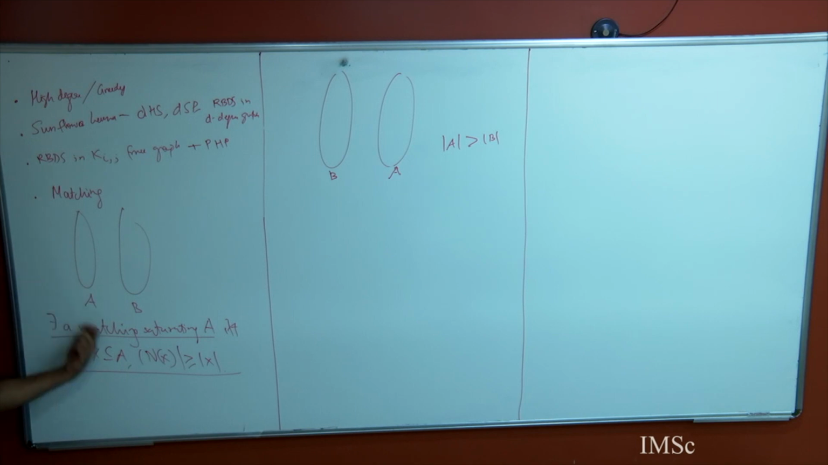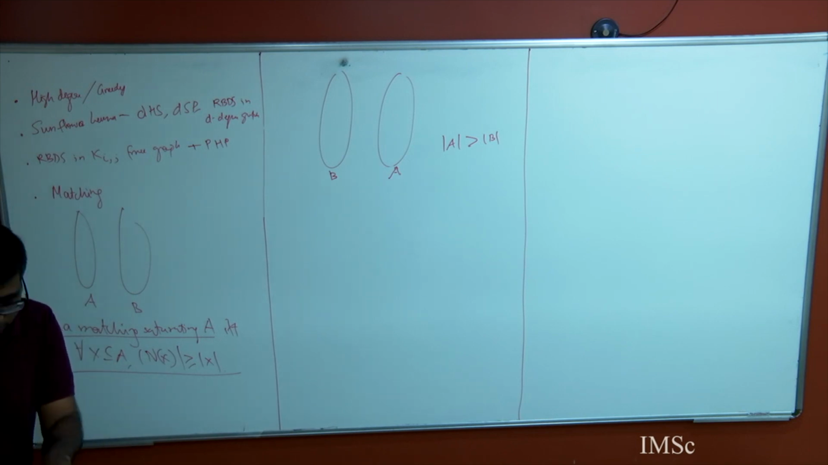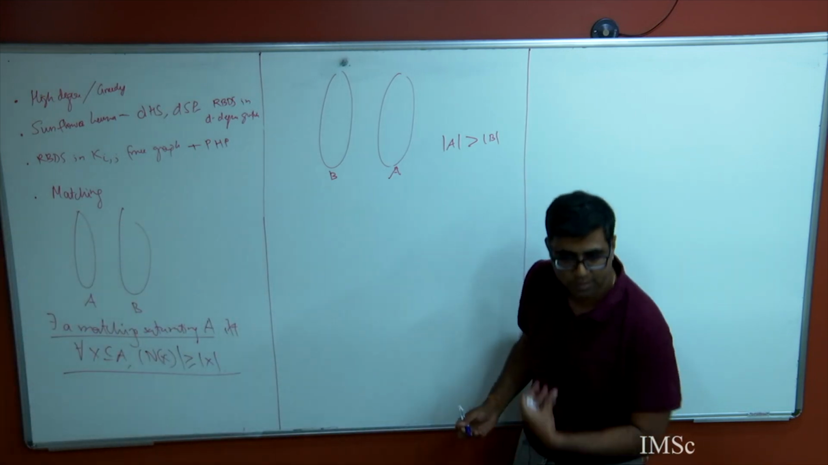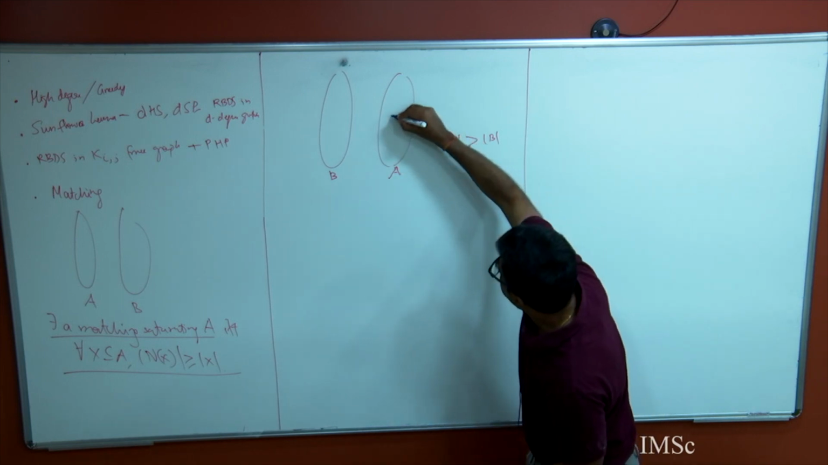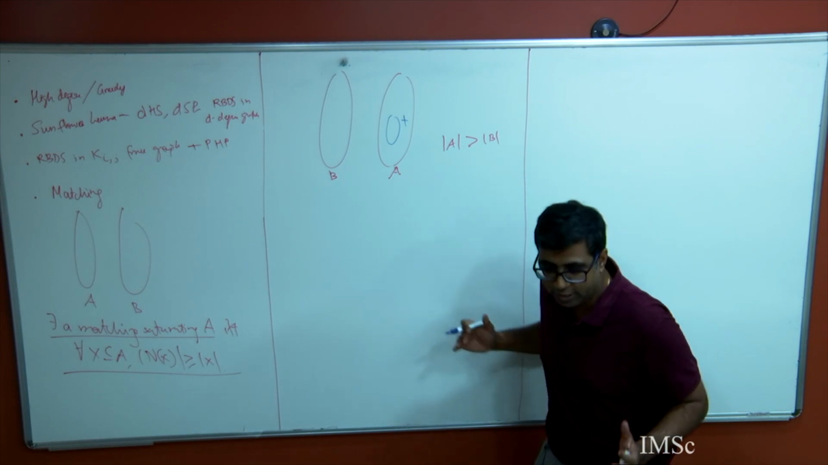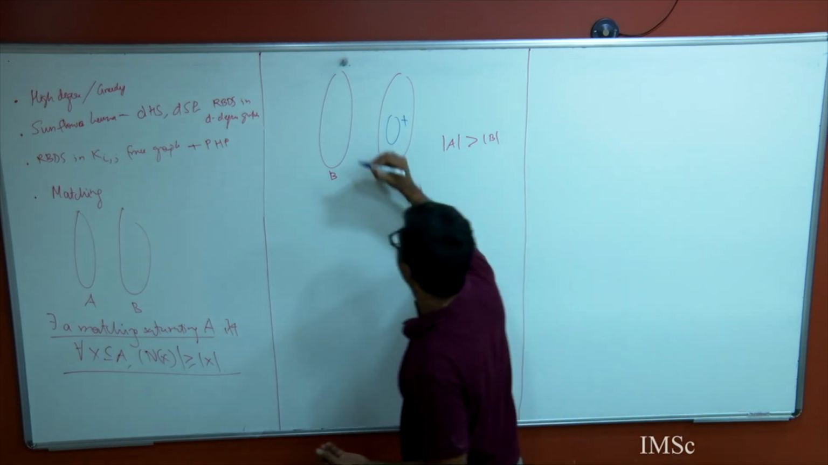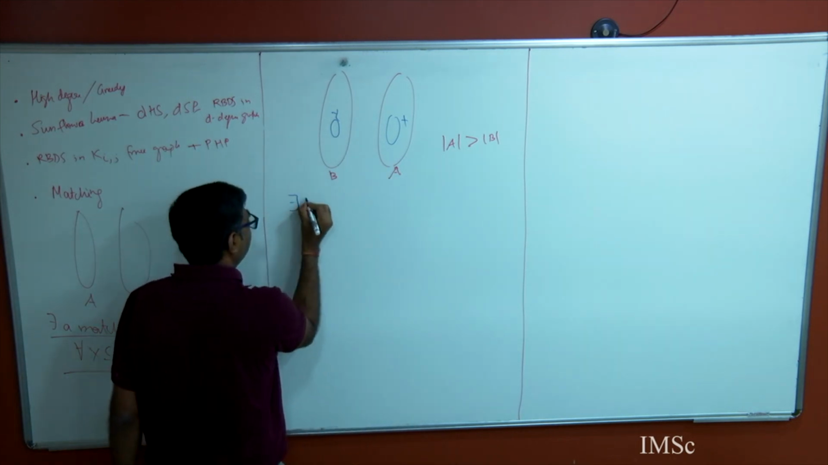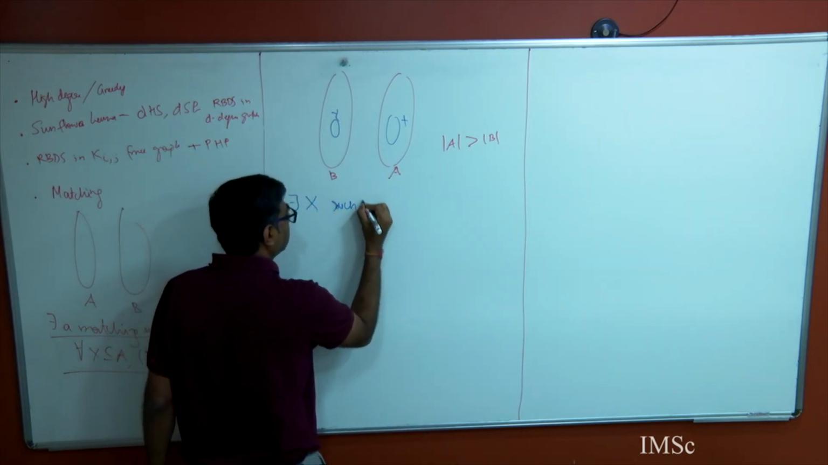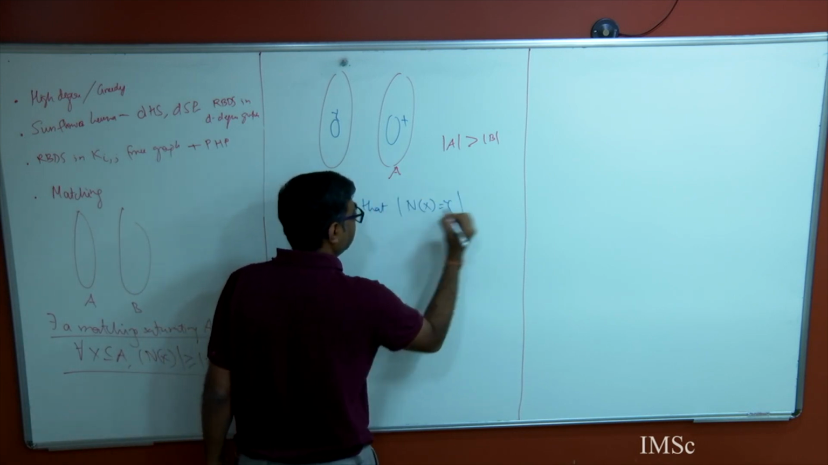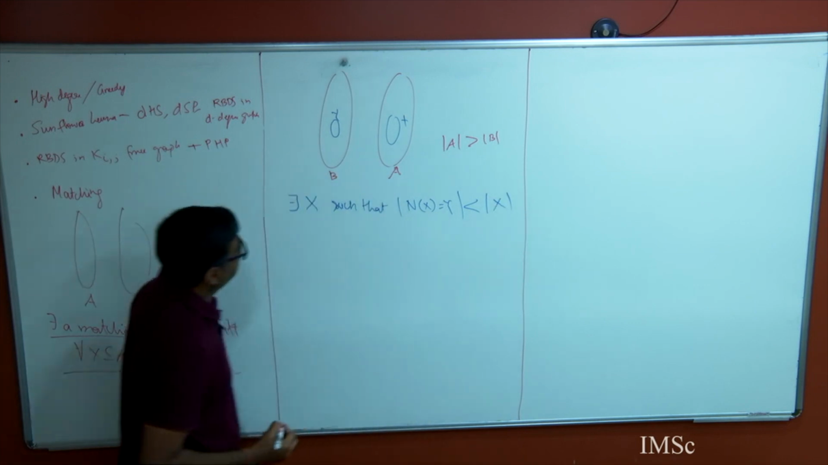So let's take the contrapositive of this statement. What is the contrapositive? There will be some set X here whose neighborhood is smaller. There exists X such that the neighborhood of X, let's call it Y, is less than X. Do you agree to this?